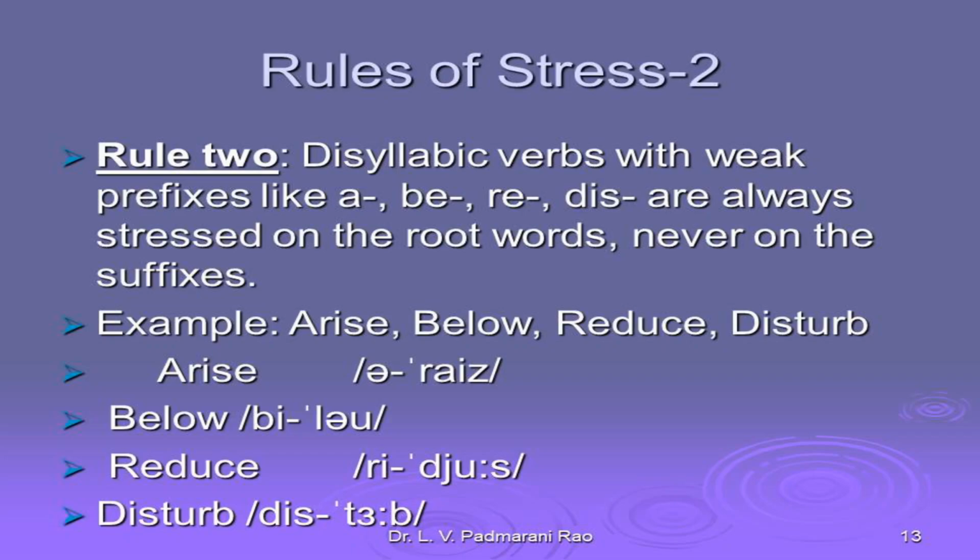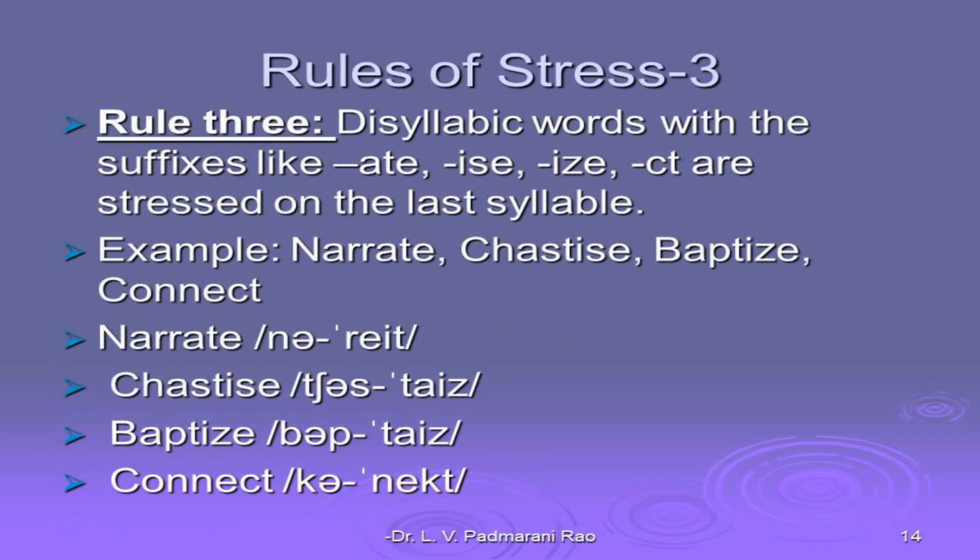So collect more number of words which have the prefixes like a, b, re, des. Look into the dictionary for the syllabic division. They should be disyllabic and should be beginning with these weak prefixes, and automatically we have the pronunciation giving stress on the root. The third rule of stress is disyllabic words with the suffixes like ate, ise, ize, and ct.